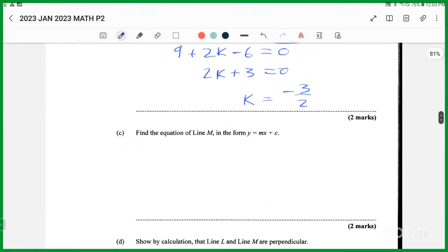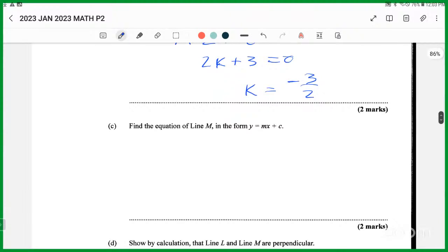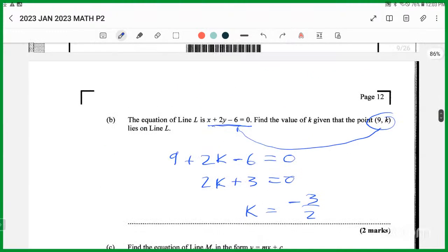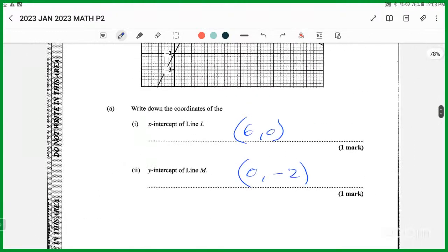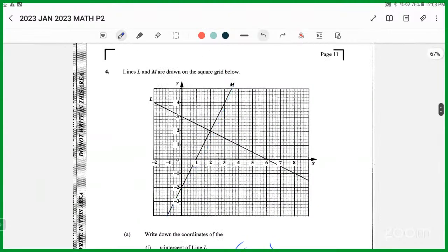Next question says, find the equation of line M in this form. What do we need to find the equation? The gradient and the y-axis intercept. Let's see what we have on line M. This one is line M. We have the y-axis intercept already: c is equal to negative 2. What we need is the gradient m.